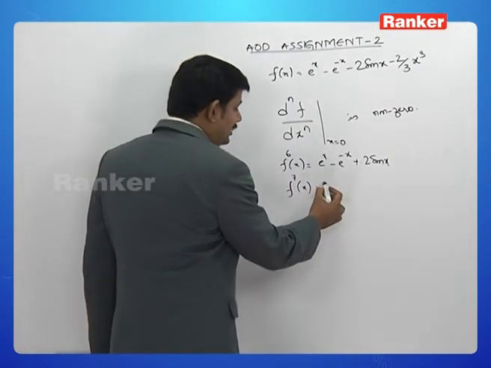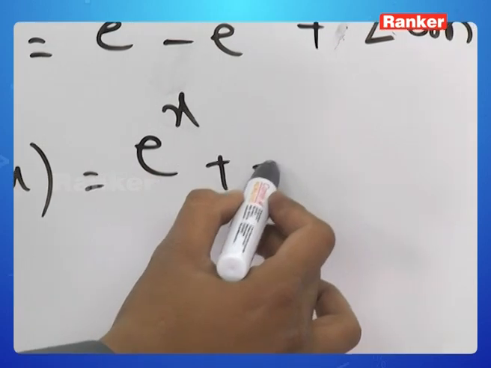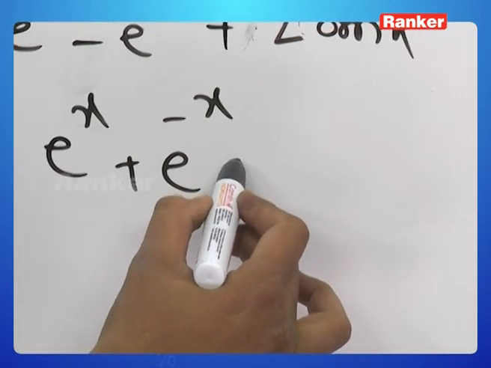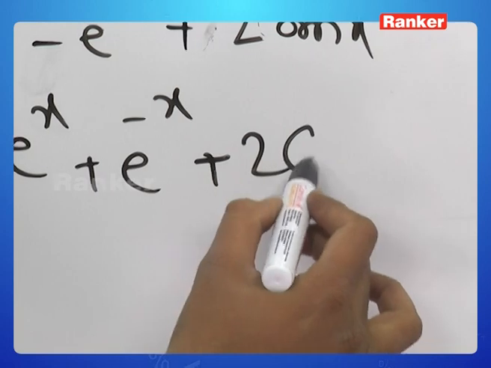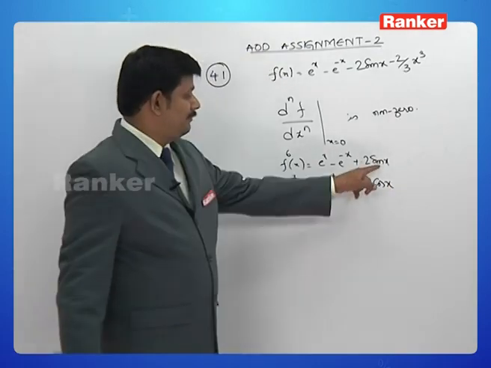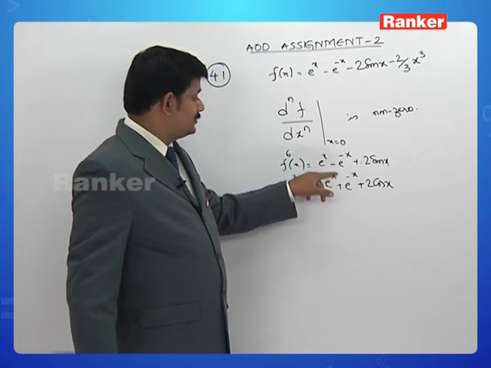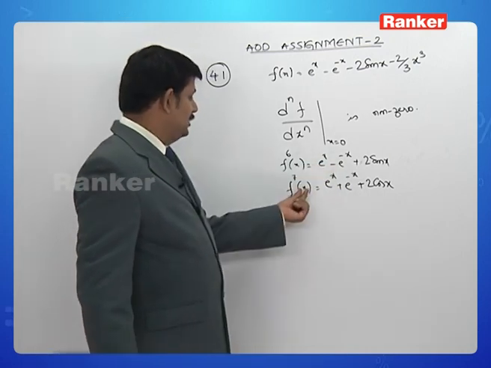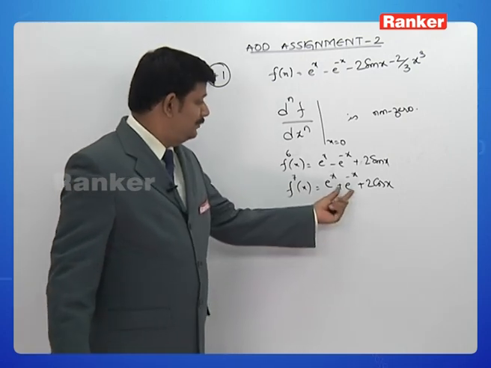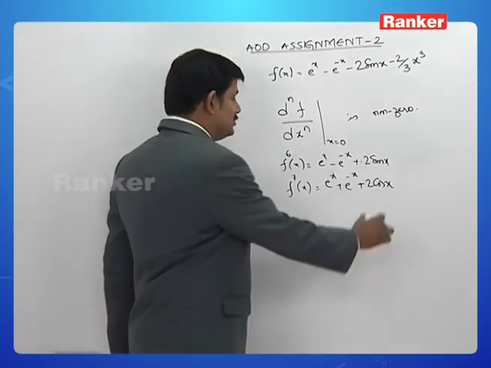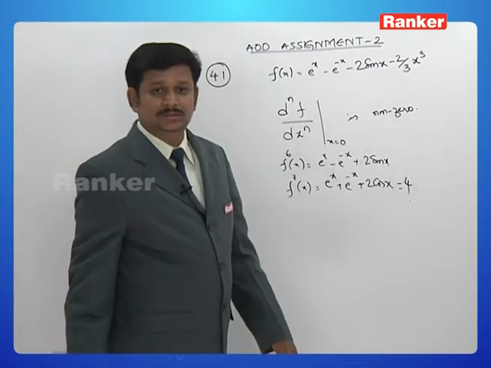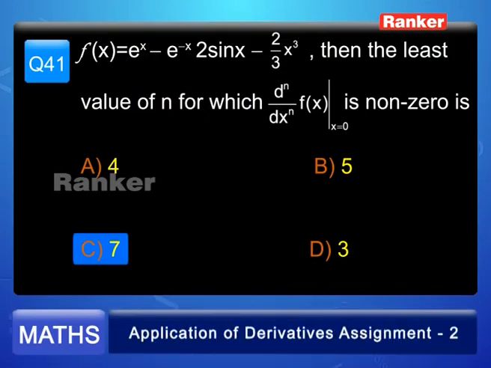When I differentiate, I get e power x plus e power minus x plus 2 cos x. Derivative of sin x is cos x, derivative of e power minus x is minus e power minus x, and minus of minus sign becomes plus sign. Now, when x is 0, I have 1 plus 1 plus 2, 4, which is non-zero. So, d^n f by dx^n is first non-zero when n is equal to 7. So, the least value of n is 7, which is option C.